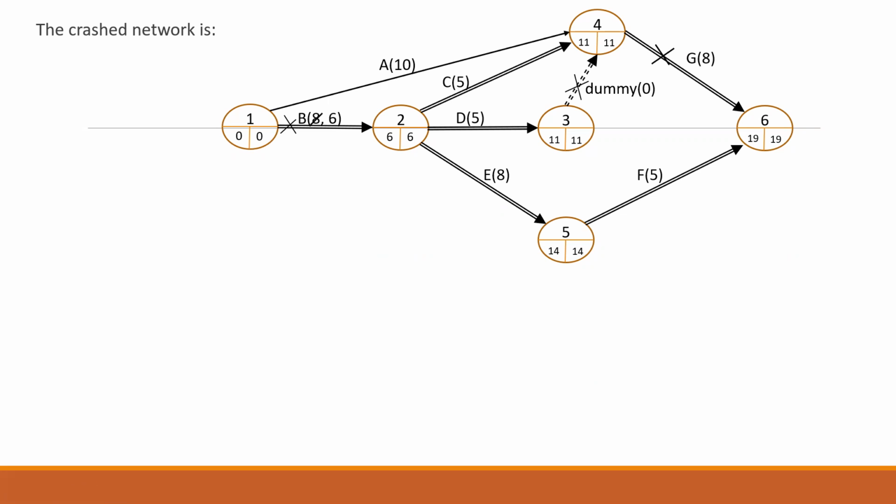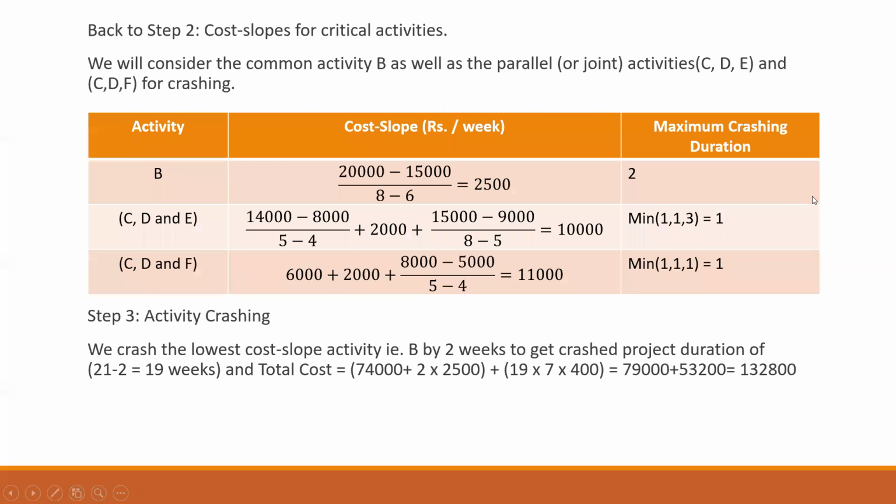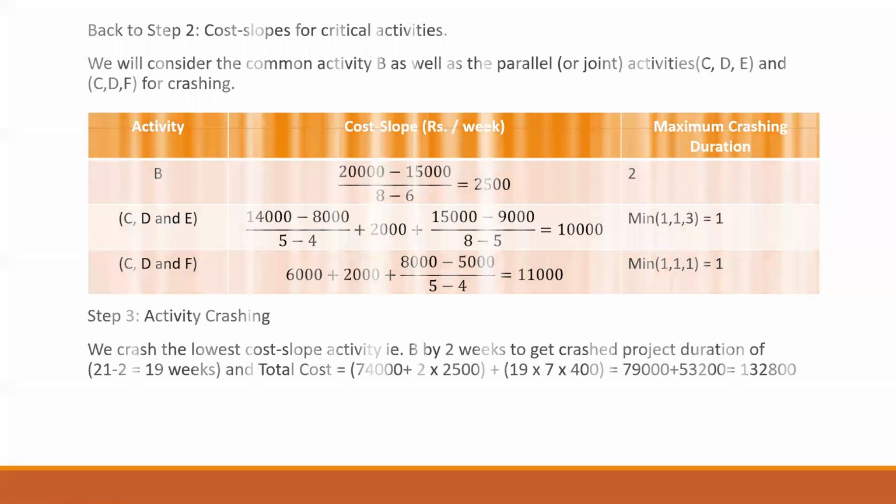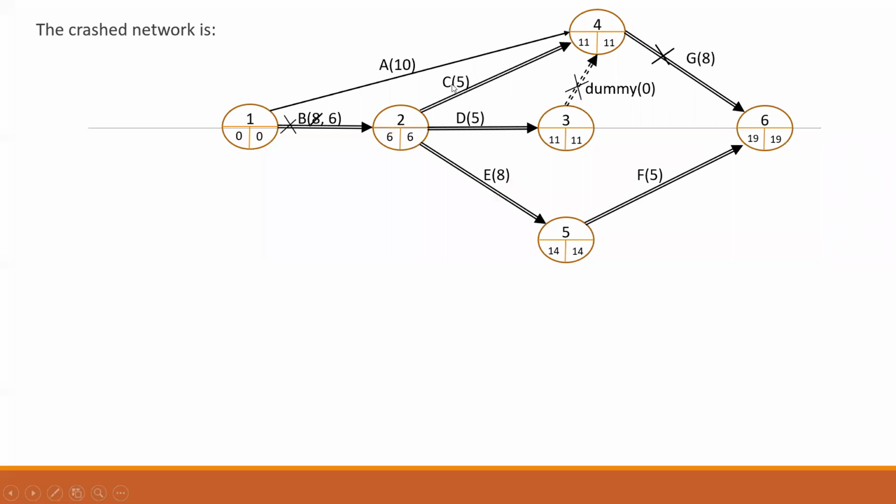Now, as I told you, looking at the previous example, I can just crash this by 1 day, or 1 week, sorry. In both cases it is 1 week. So first, because this is 10,000, the least cost, I'll crash this one. I'll crash C by 1 week, D by 1 week, and E also by 1 week. If this is my new diagram, then if I crash C, the new duration will be 4, D will also be 4, and E will have the new duration 7.